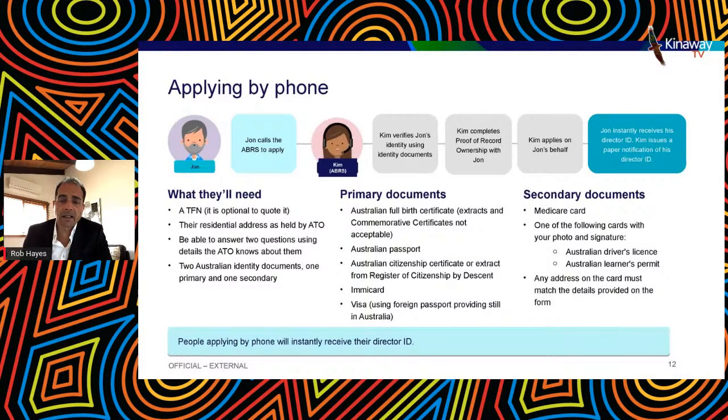I referenced a few moments ago the non-digital channels that are available for those who cannot use the online service or don't have access to the internet or a smart device. For Australian residents, we strongly encourage them to call 136250 to apply for their Director ID over the phone.